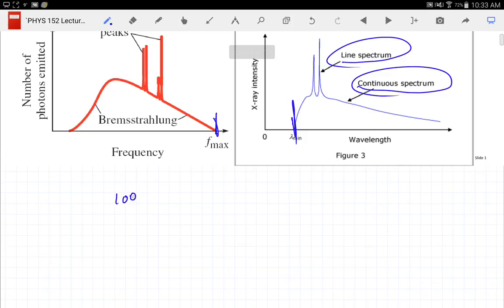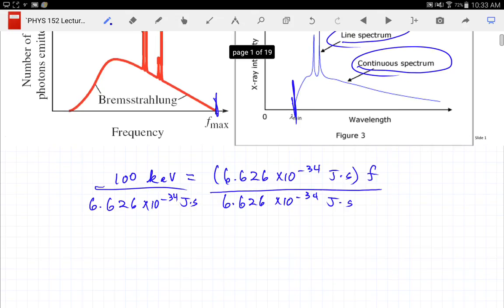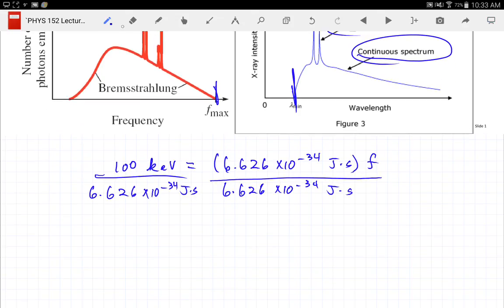So I would have 6.6, divide both sides, of course, by 6.626 times 10 to the minus 34 joules times seconds. What do I have to do besides that? I've got to do some unit conversions. If I forget about my unit conversions, I'm going to be in all kinds of trouble.